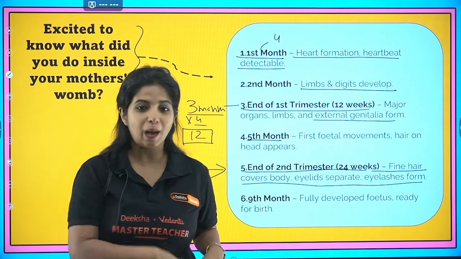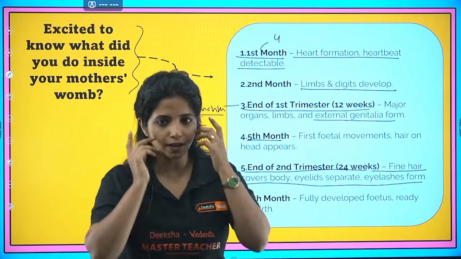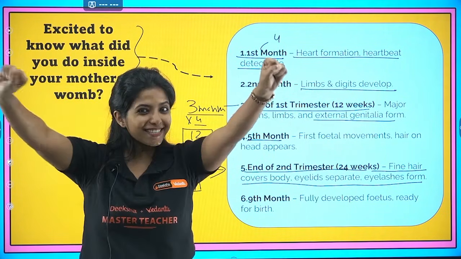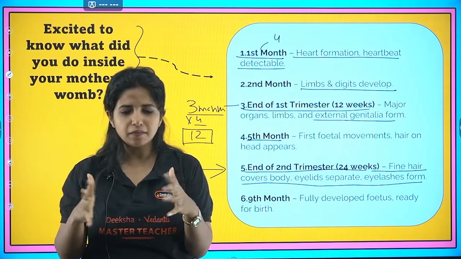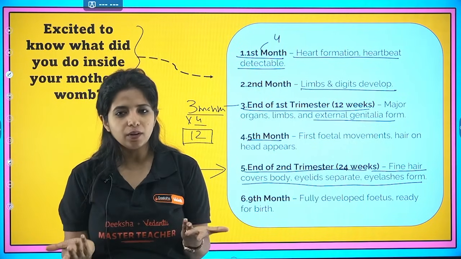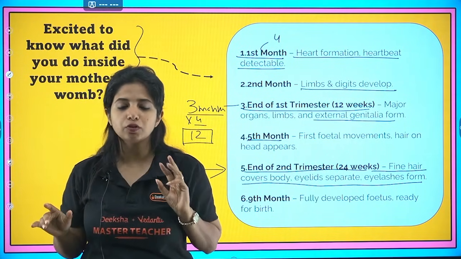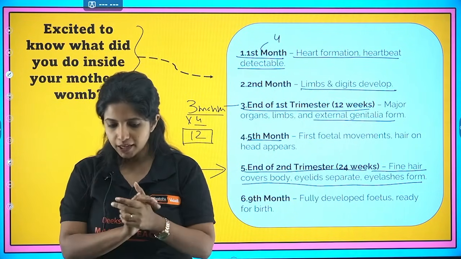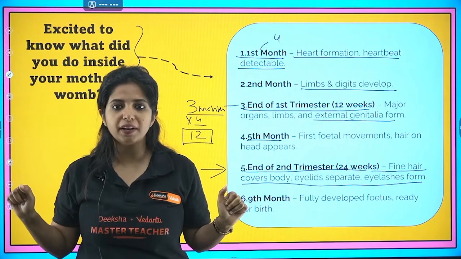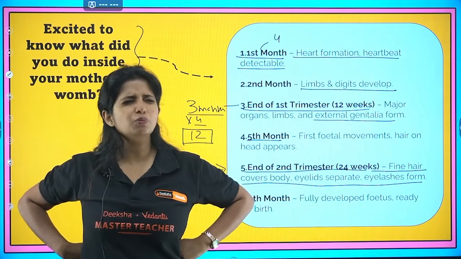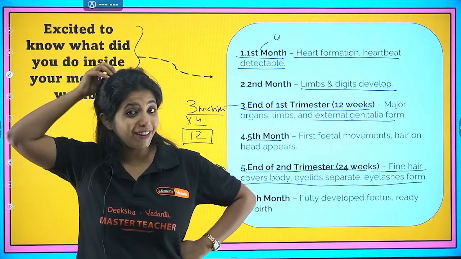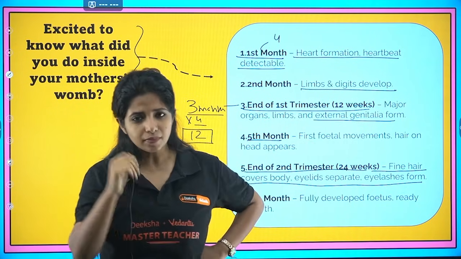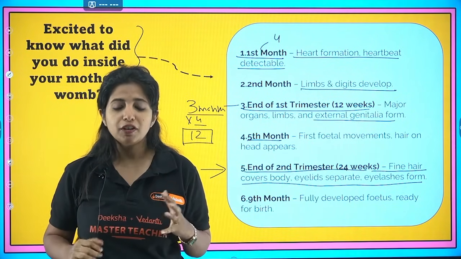Now listen to me carefully, I'm going to repeat it, and with this you will never forget it. First month, heartbeat. Second month, limbs and digits. Third month, major organ system and external genitalia, all of it is formed. Third month is also known as the first trimester, or 12 weeks. Now the fourth month is skipped. Fifth month directly, the baby says, God, I want to move around, I'm very tired, and I also want hair on my head. I want to show off a little. So God gives hair on the head, and the first movement is also there.